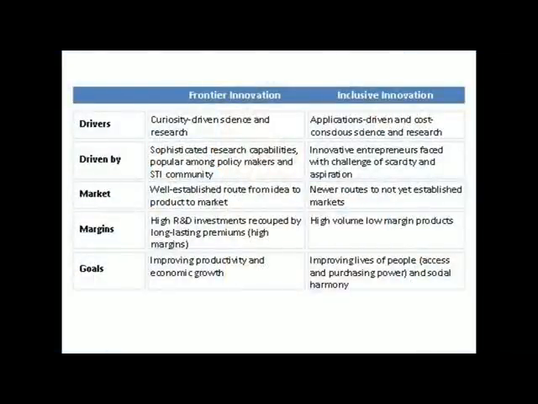Okay, like in India, you have 800 million mobiles today, each costing $25, let us say. What could be the margin on that? But they are all multiplied by 800 million. Small margins, large volumes. Here, small volumes, large margins. If you look at the goal, the frontier innovation is improving productivity and economic growth, whereas inclusive innovation is improving the lives of people, access and purchasing power, and creating social harmony.